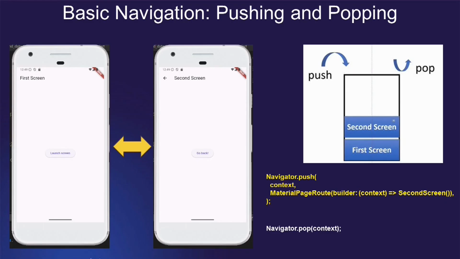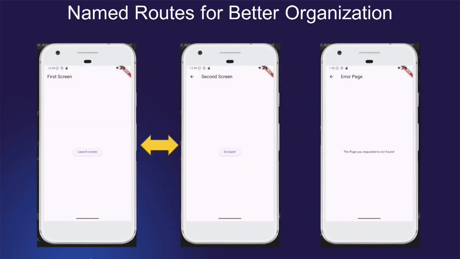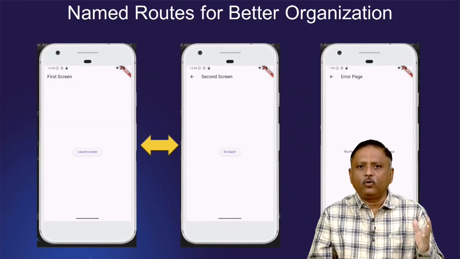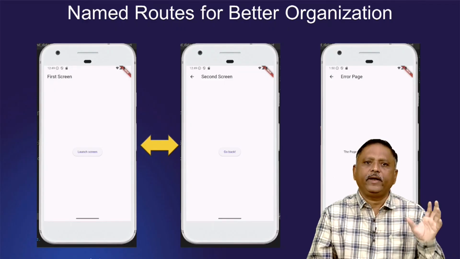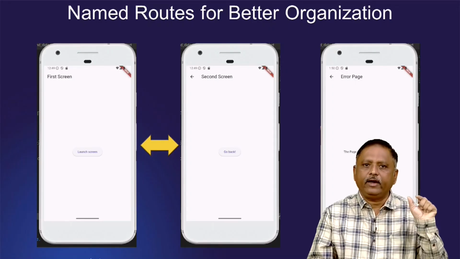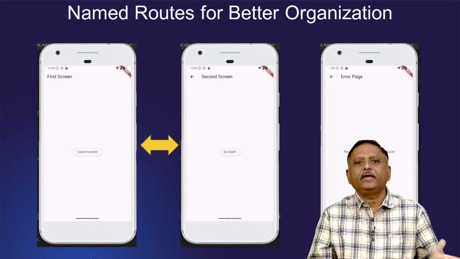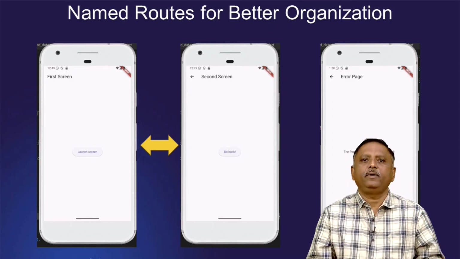Now this method is suitable for small apps or simple workflows such as navigating from a home page to a detail page and back. It is quick and easy, but as your app grows, manually pushing and popping can become harder to manage. So for that, we can use named routes for better organization. As your app grows, hard coding screens with MaterialPageRoute everywhere becomes noisy and error prone. So for that, we can use named routes. Named routes centralize navigation in one place, make calls simpler and reduce coupling between features.